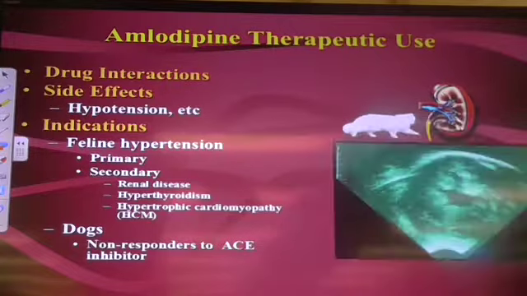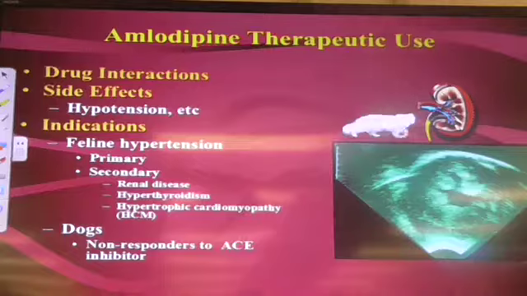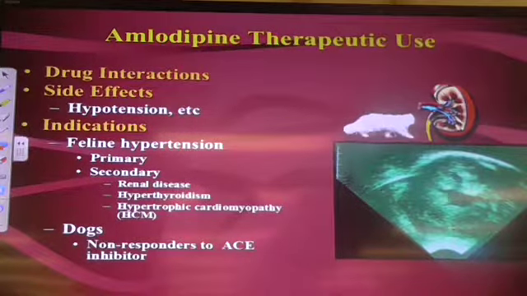So indications, the primary indication, the most common indication is going to be cats with primary hypertension. And then if there are secondary causes of hypertension, then this drug is also going to be the drug that you'll use. And in cats, renal disease, hyperthyroidism, maybe hypertrophic cardiomyopathy, or some situations where you can see increase in blood pressure. Now dogs, the primary indication in dogs is they haven't responded to your ACE inhibitors, which is our next class of drugs.